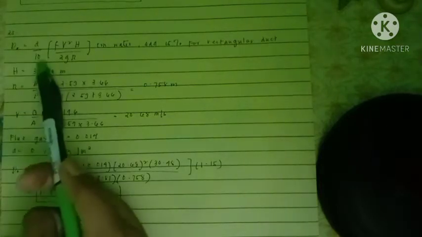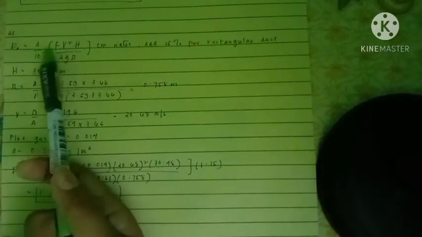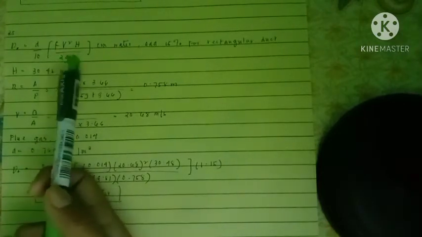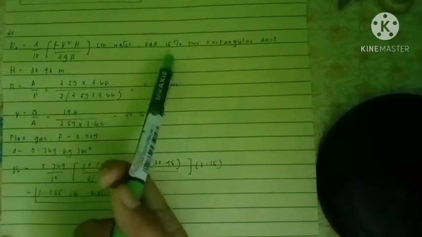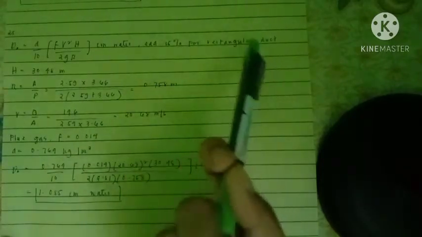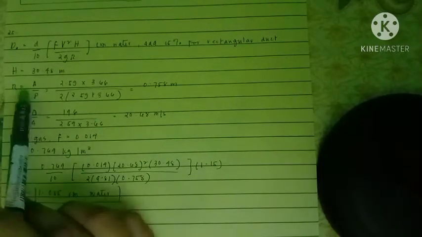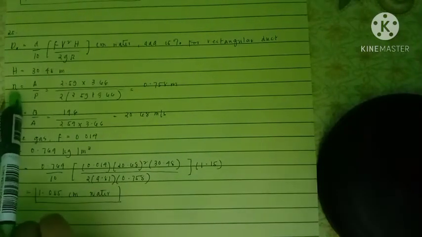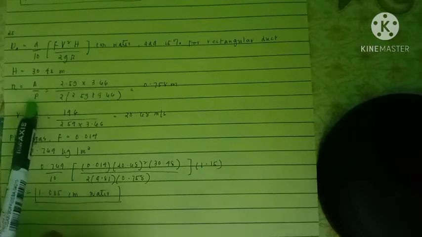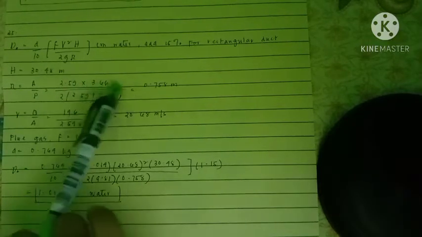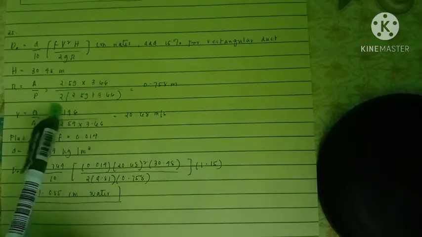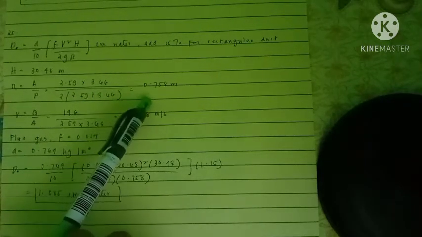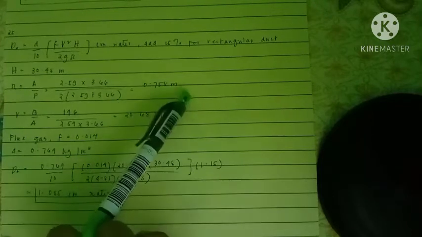So D is equal to lowercase d over 10 times F V squared H divided by 2GR centimeters of water. I add 15% for the rectangular duct. So H is equal to 30.48 meters. Solving for R, R is equal to A divided by P, which is 2.59 times 3.66 divided by 2 times 2.59 plus 3.66, which will give us a result of 0.758 meters.